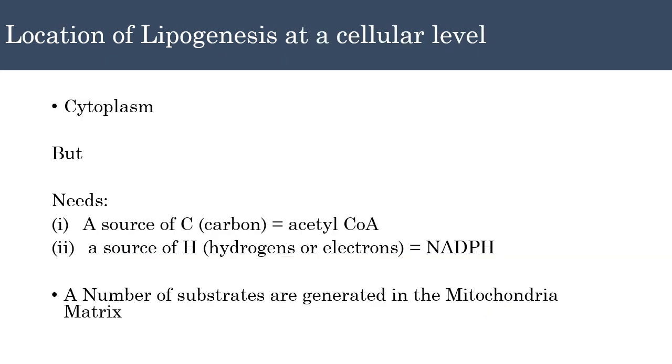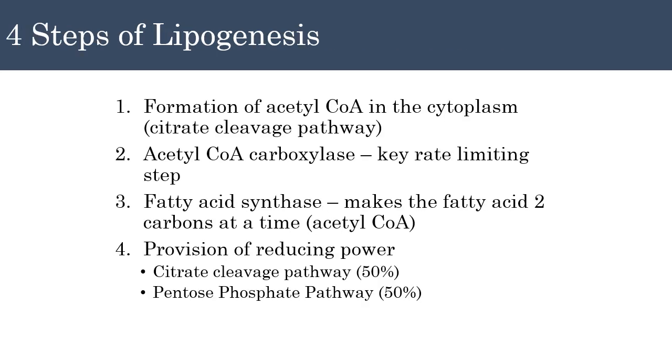The location of lipogenesis at a cellular level is also very important. It occurs in the cytoplasm, but we need a source of carbon, as mentioned before. That source is acetyl CoA. We also need a source of hydrogen in the form of NADPH. And a number of these substrates are actually generated in the mitochondrial matrix, so they're not readily available in the cytoplasm. So this brings us to the steps of lipogenesis.